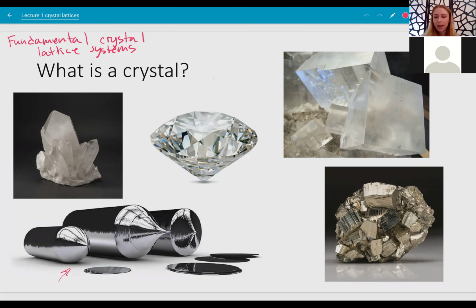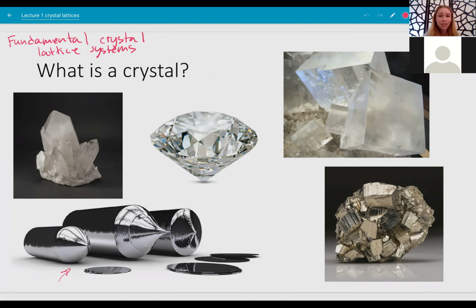This tutorial is intended for new students that maybe haven't taken a solid-state physics class before, but are embarking on research in a condensed matter lab. So the first lecture is about fundamental crystal lattice systems.